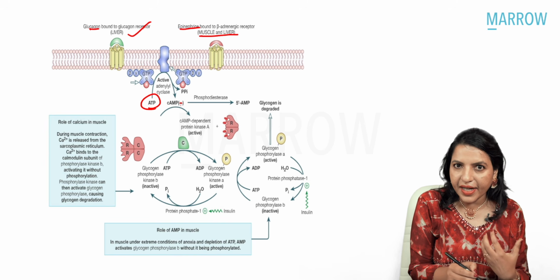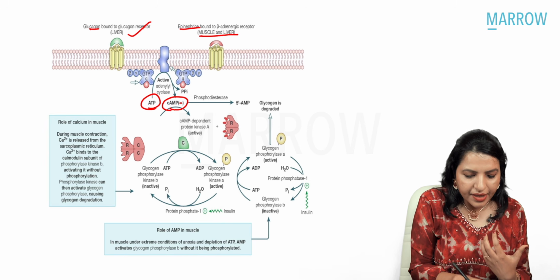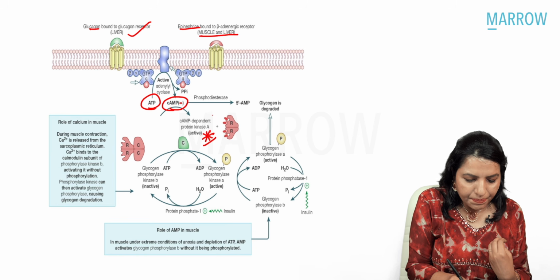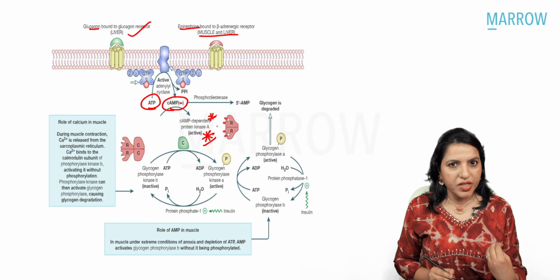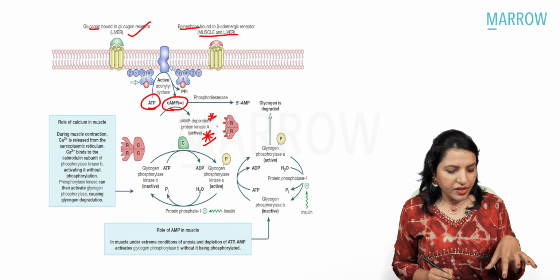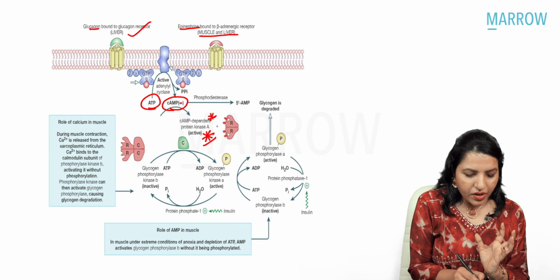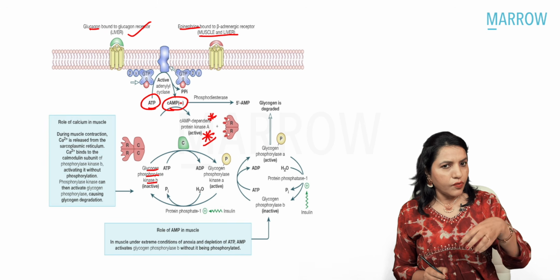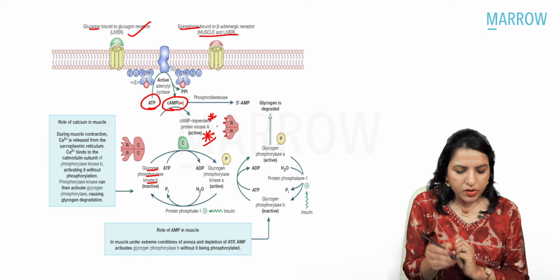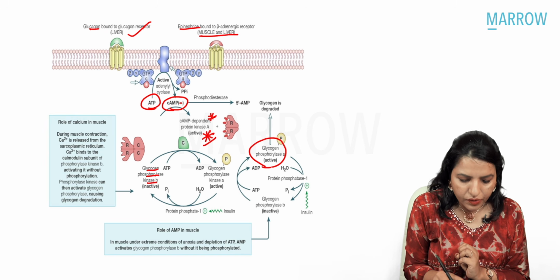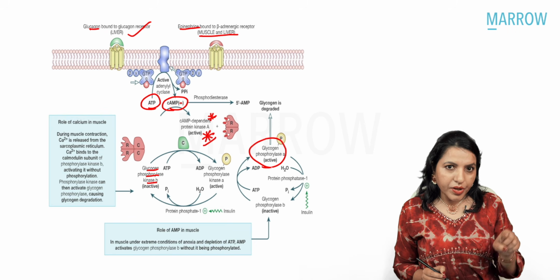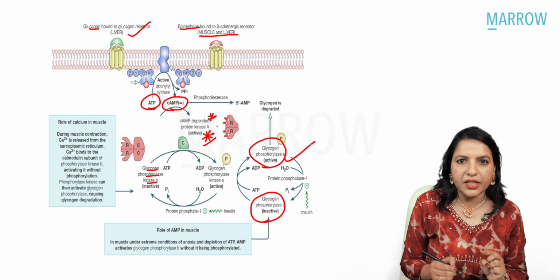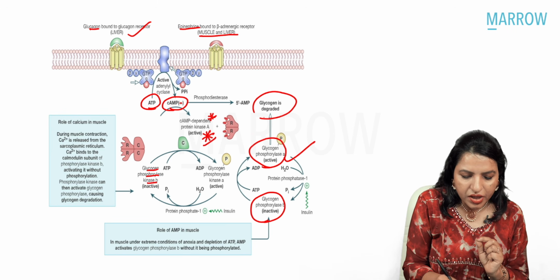When this is acting, ATP is converted to cyclic AMP by the enzyme adenylyl cyclase. This cyclic AMP in turn activates an enzyme called cyclic AMP dependent protein kinase, which in turn activates another kinase called glycogen phosphorylase kinase, which can in turn phosphorylate another enzyme. What is that enzyme? Glycogen phosphorylase. This converts glycogen phosphorylase from the inactive state to the active state so that glycogen is degraded.